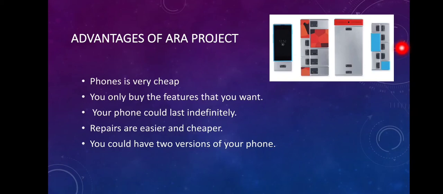It means if you want to upgrade to new technologies, it can be done very simply by changing or upgrading these modes on the phone. Repair is easier and cheaper, because if a mode has a complaint, we can replace or upgrade that single mode, and repair it without repairing the whole smartphone. You could have two versions of your phone.